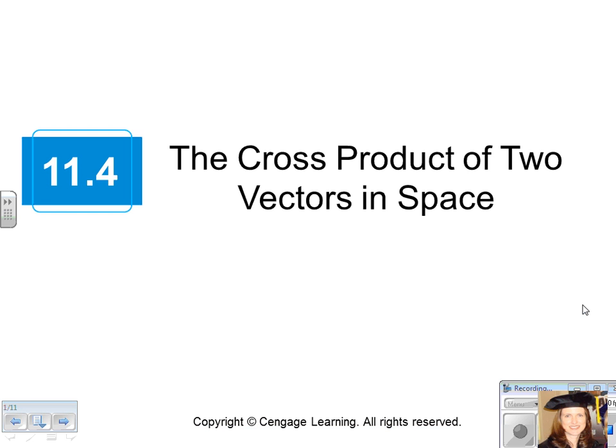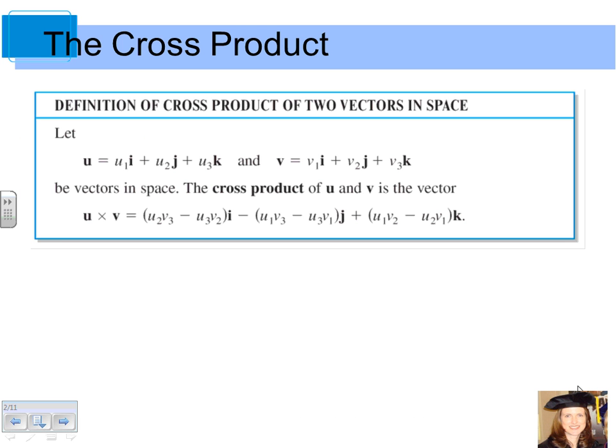Section 11.4 is on the cross product of two vectors in space. The definition of a cross product of two vectors in space is given here.